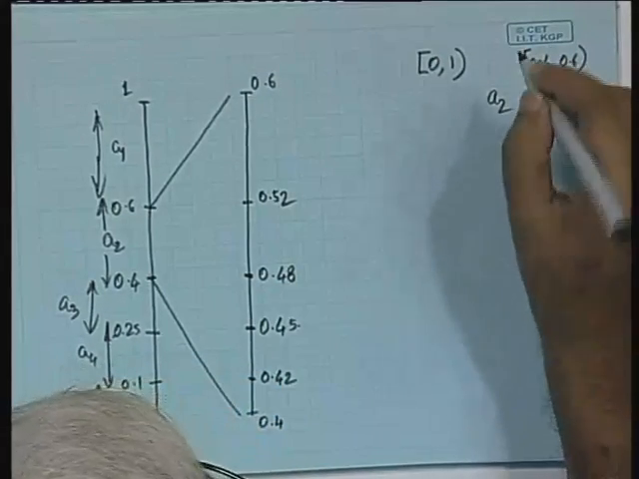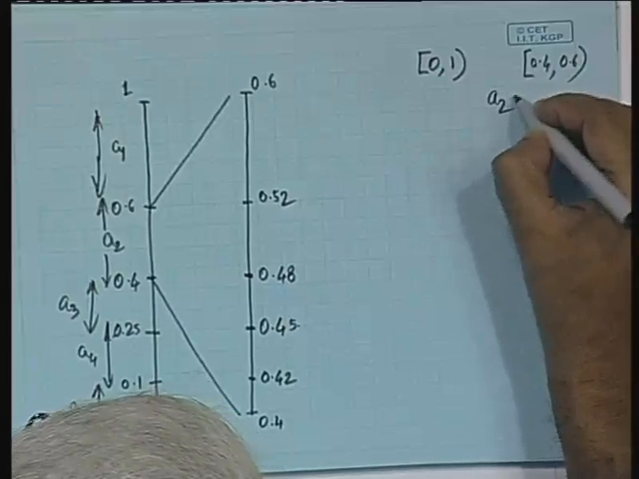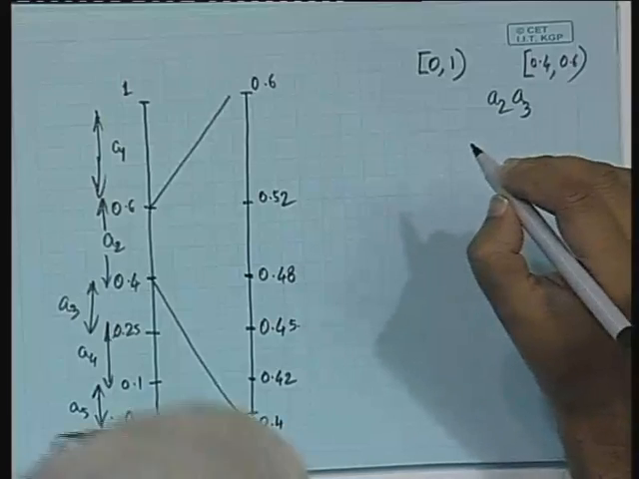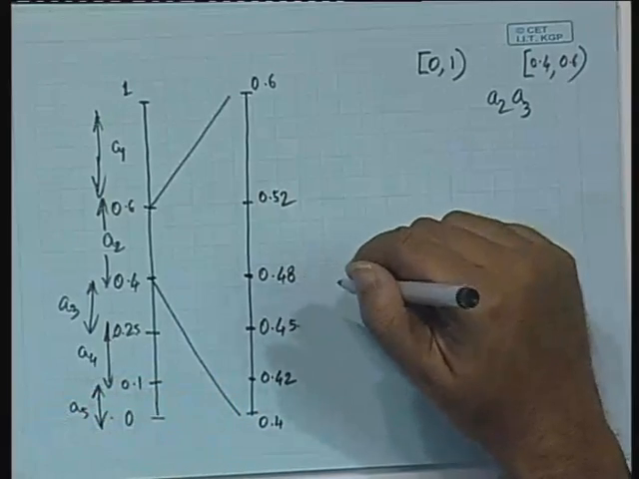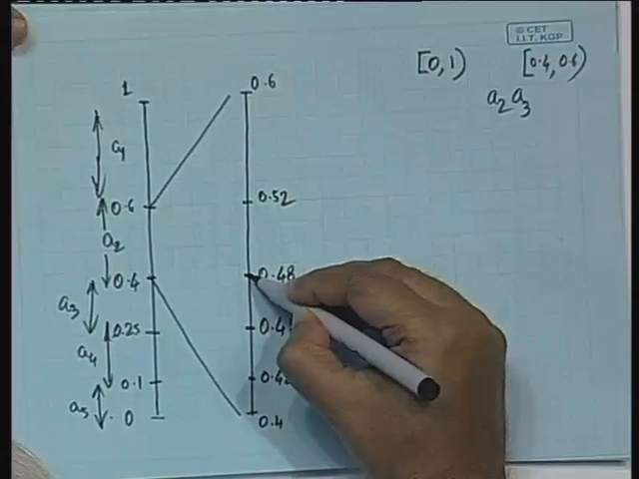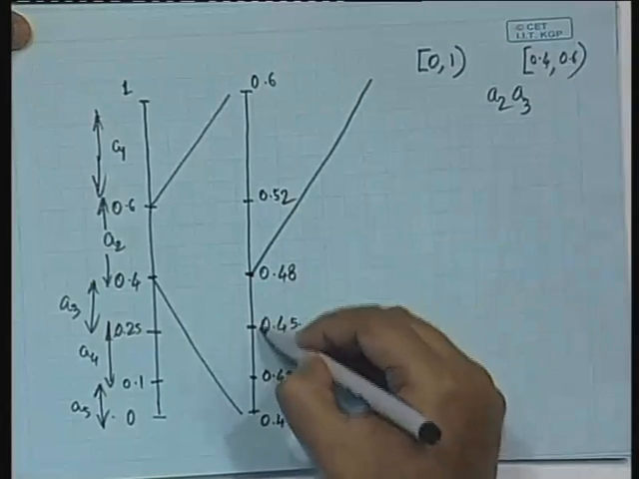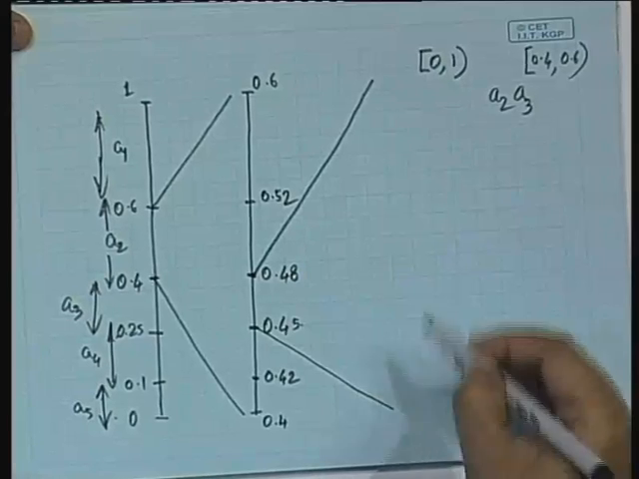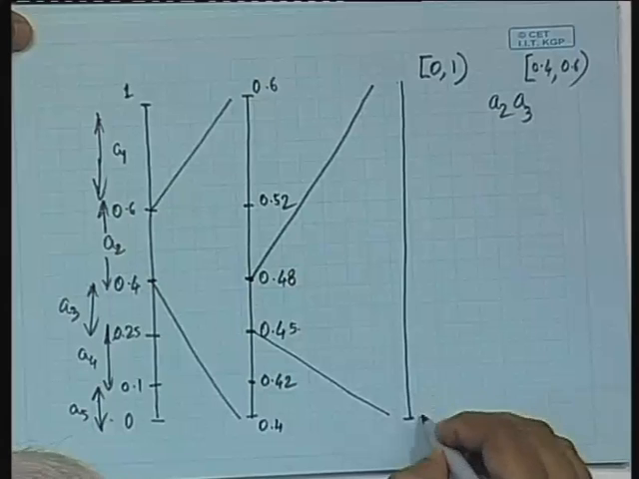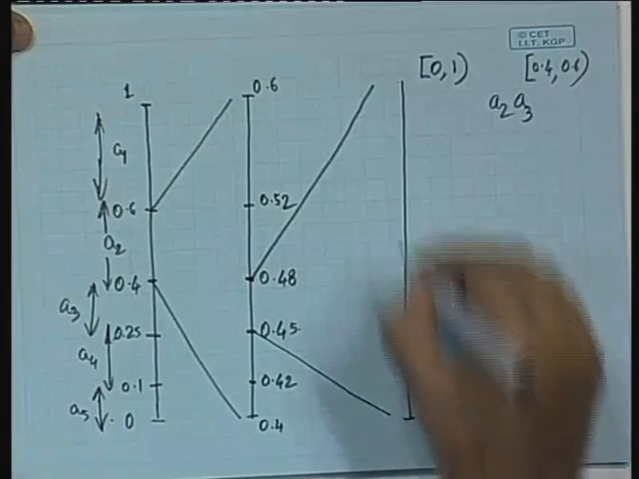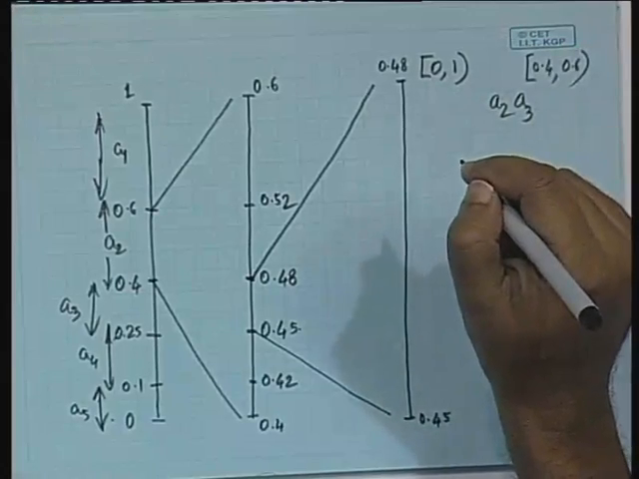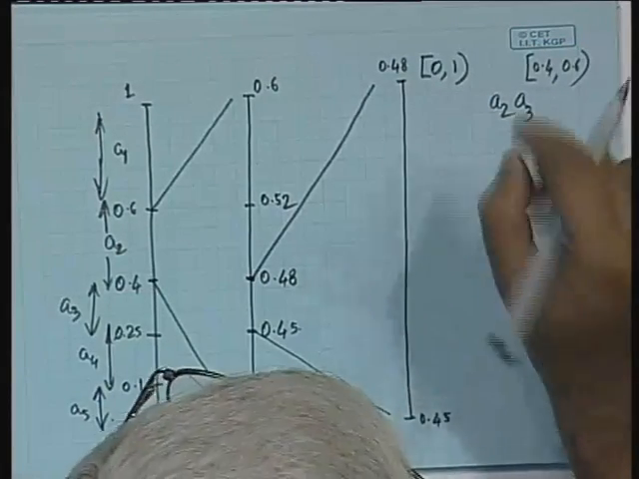So now if the next symbol in the sequence happens to be A3, let us say, okay, in that case what we have to do is that this A3 has to be expanded. So now we are going to have the number line that goes from 0.45 to the upper limit of 0.48, okay. So now what is the conclusion?